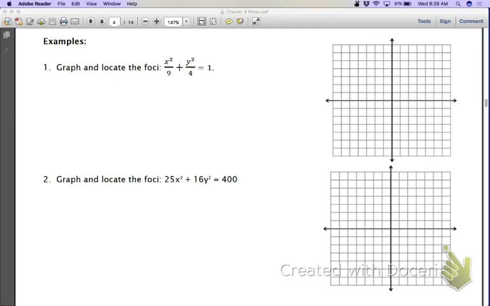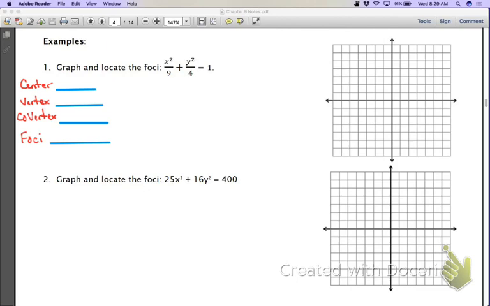So again, we need a center, we're going to need a vertex, or vertices, covertex, and then foci. So remember, your center, you only have one value. Vertex, you're going to have 2. Covertices, you're going to have 2. And foci, you're going to have 2.